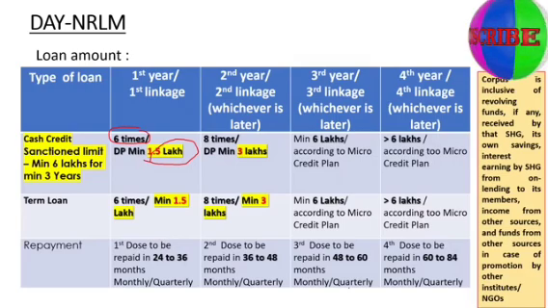So the same figure applies in CC and term loan. First year 1.5 lakh, 3 lakh, 6 lakh, more than 6 lakh. 6 time and 8 time in first year or second year.